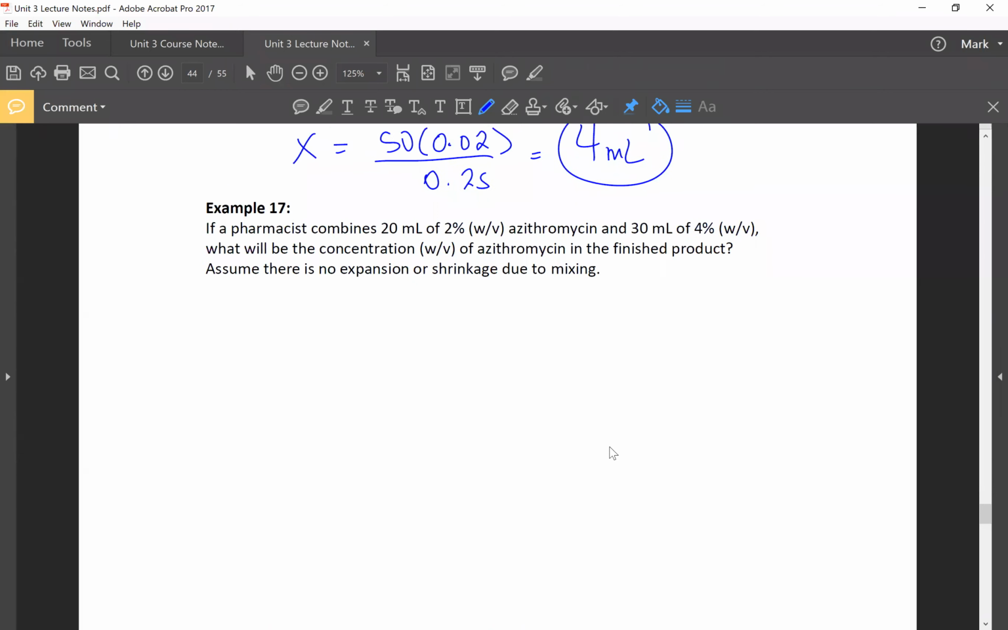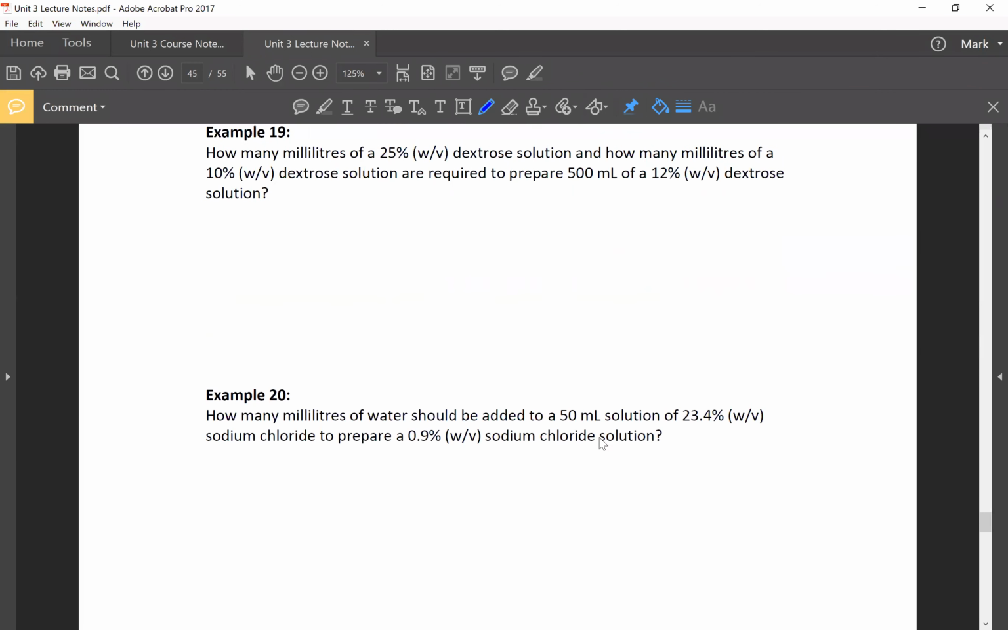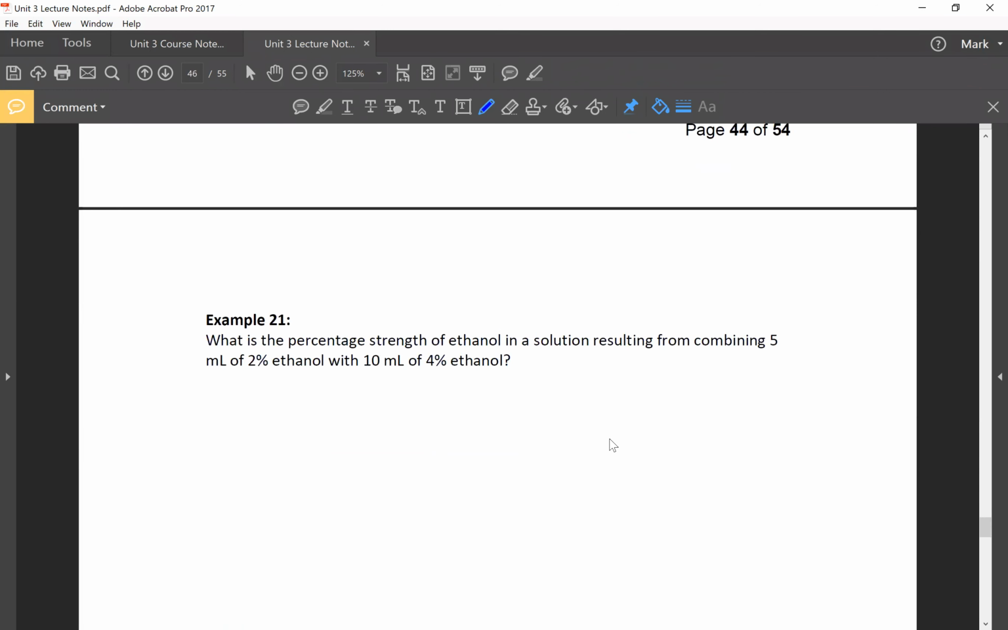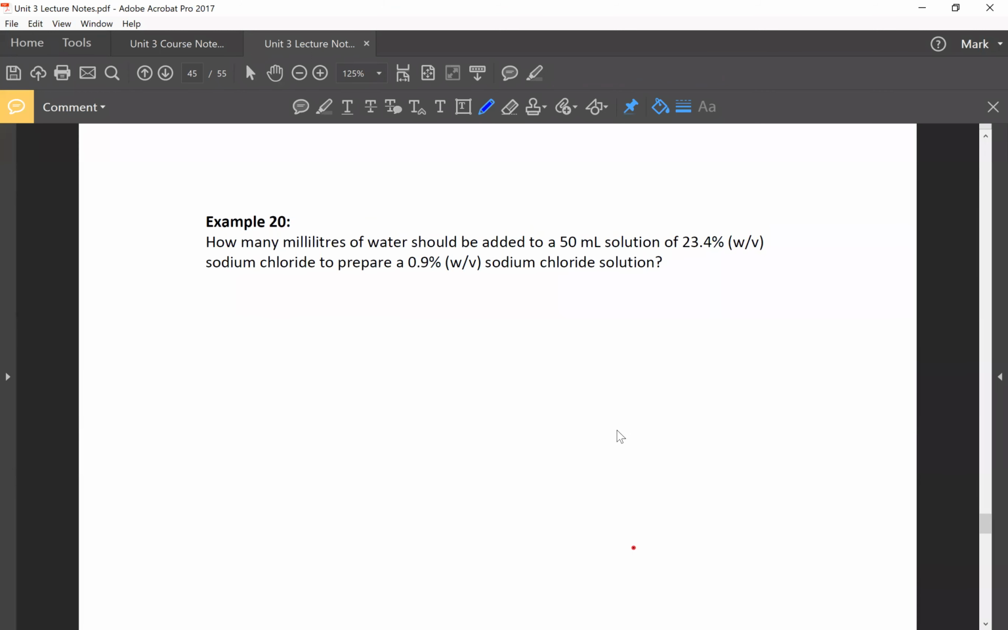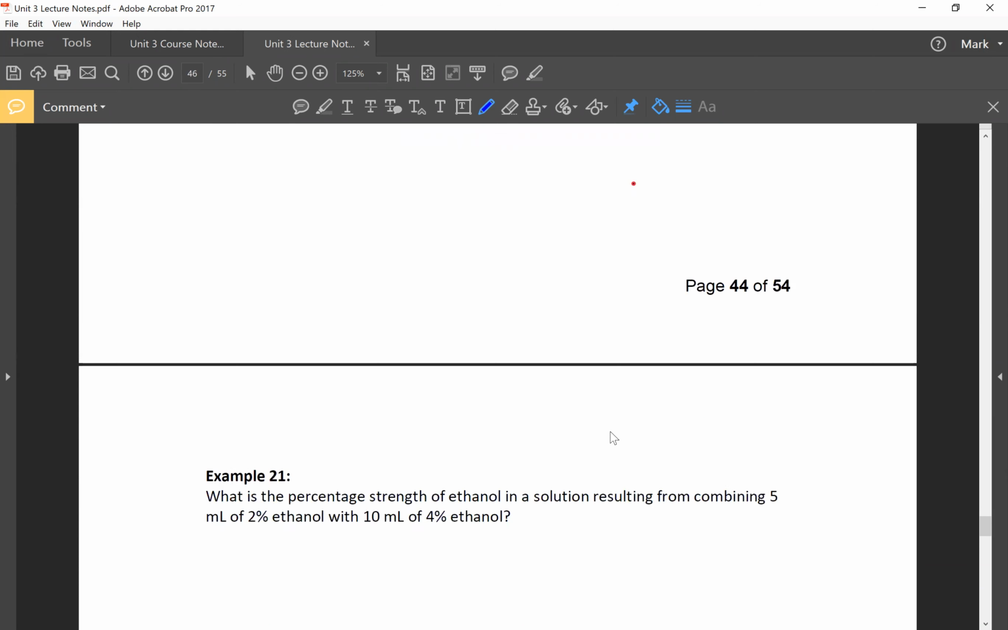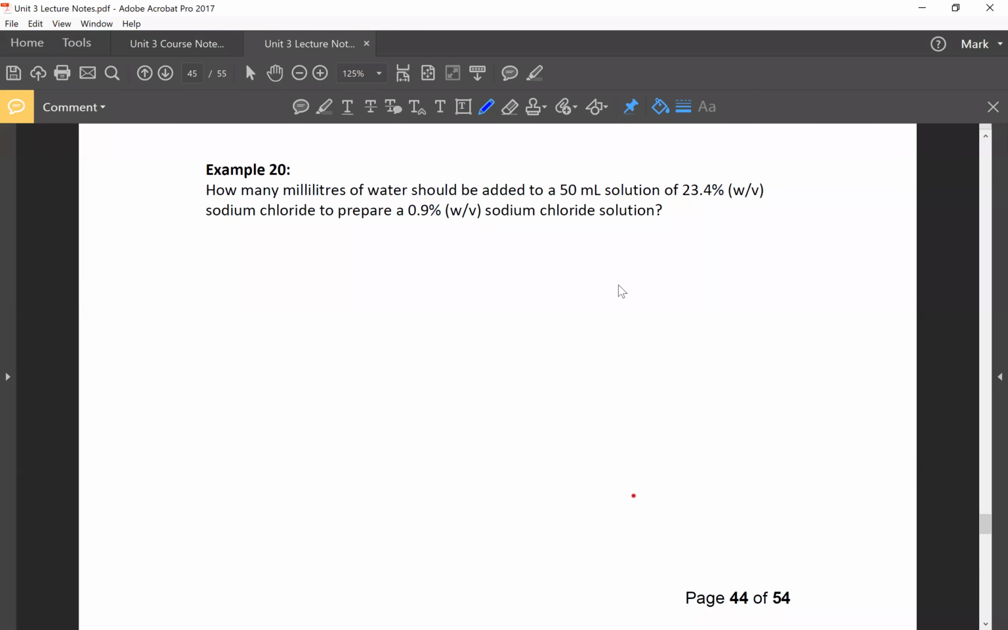All right, let's try an easier one. Let's scroll down a little bit. Let's look at an easier one here. Let's see. Okay, let's do 20 and 21, and then we'll check the time for today.